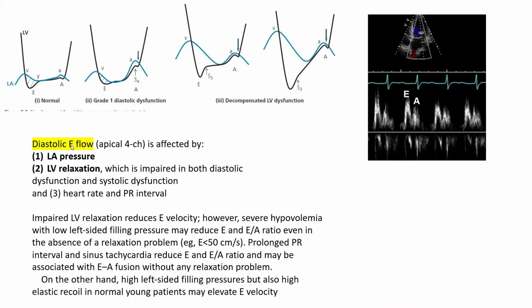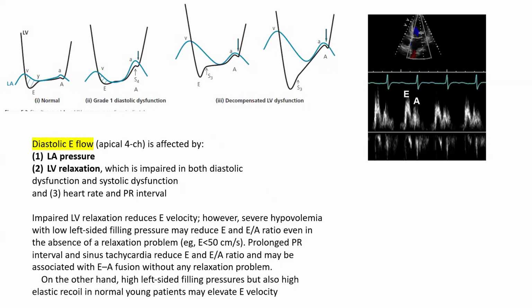E velocity is also affected by heart rate and PR interval. The more tachycardic you are and the longer the PR interval, the smaller the E wave. But let's focus on those two parameters for simplicity. And we measure that transmitral flow typically on the apical 4-chamber view, preferably to the apical 2-chamber. So impaired LV relaxation reduces E velocity.